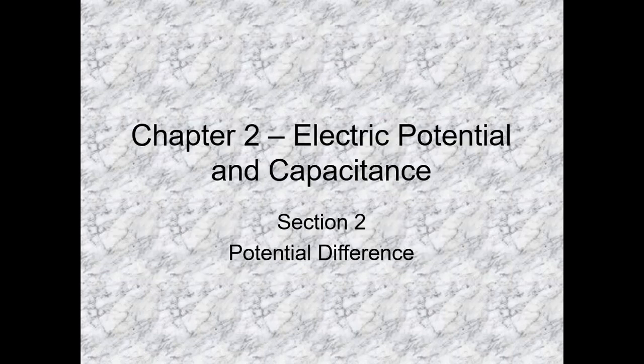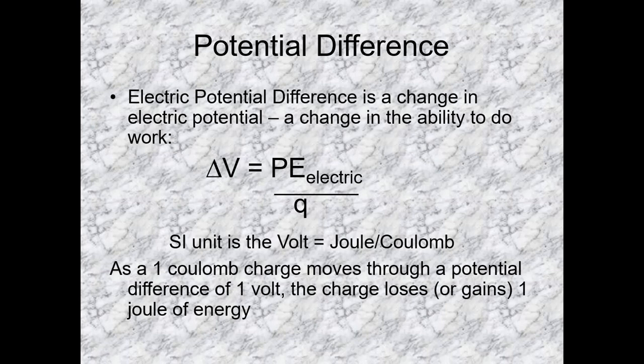Now the second topic is potential difference. What is the potential difference? Electric potential difference is the change in electric potential, a change in the ability to do work. Delta V is equal to potential energy divided by Q. It means how much work is done on the charge, that much energy. This is known as delta V, the potential difference.